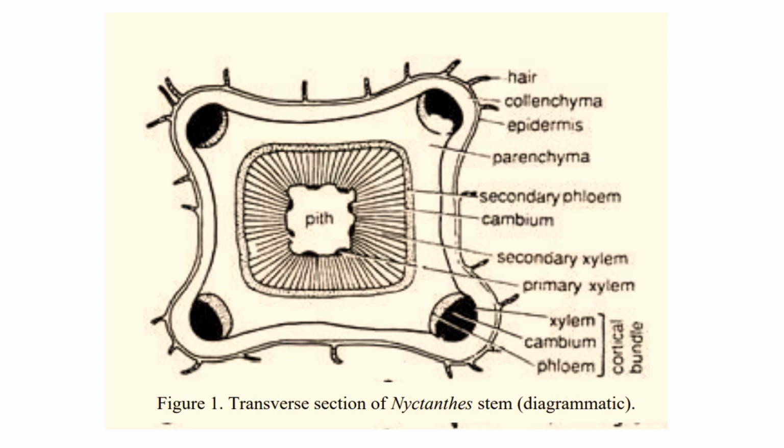So this is the transverse section of Nyctanthus stem. These are four cortical bundles which are found in four diagonal places, and they are also placed inversely.